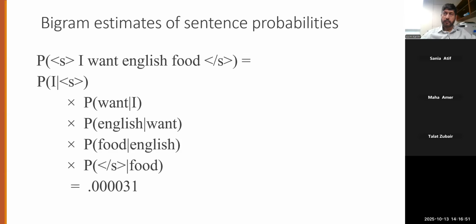So what is the probability of I given the starting token? Then go to the next word, times the next word, want English, so food English and so on.